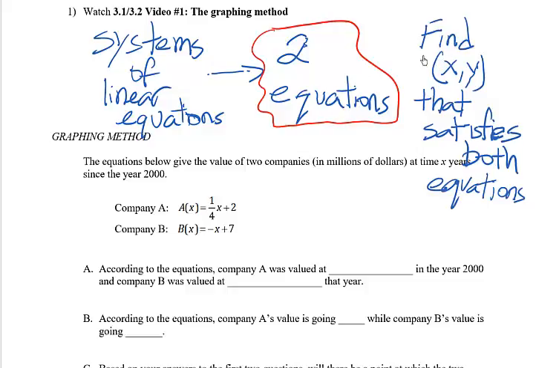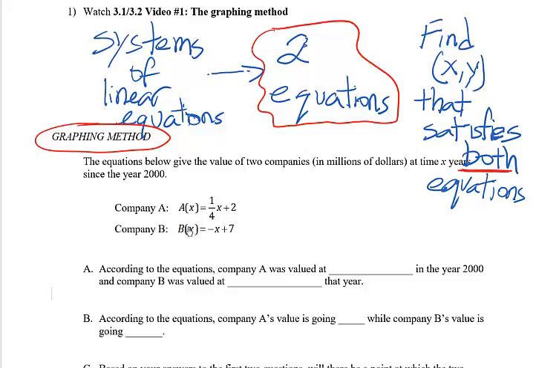It means we need to find an xy pair that satisfies both equations. And here the key word is really both. Now, let's take a look at our first example. There are three different methods that we're going to learn for solving systems of equations. You need to learn all three methods. The first one is known as the graphing method, and that's what this video is all about.